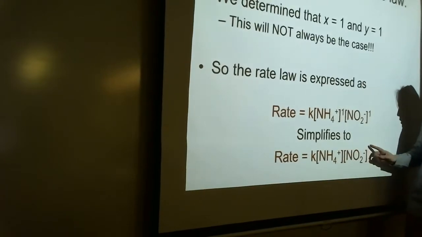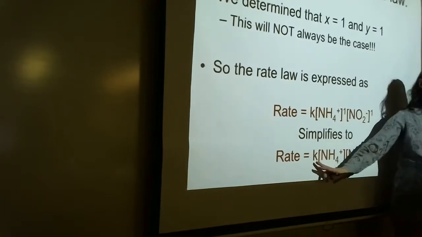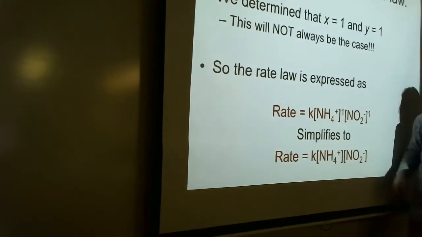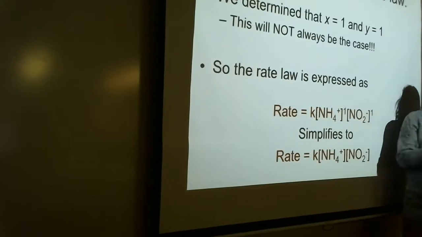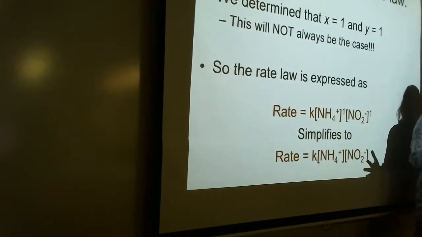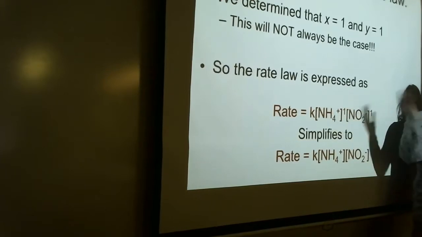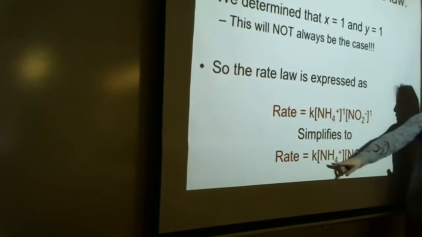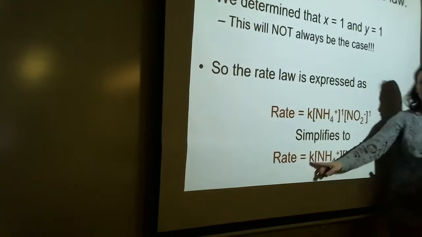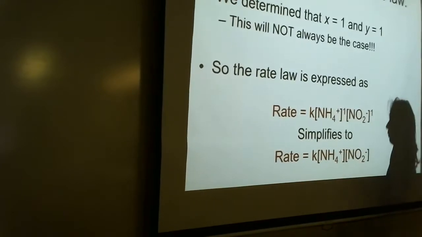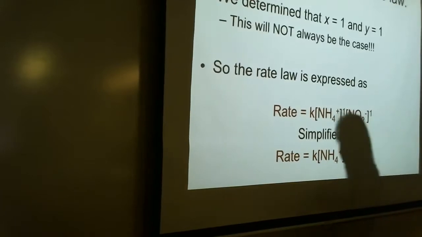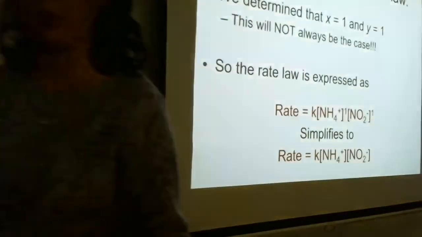If this is a 2 and this is a 2, right? That's going to give K different units than if this is a 1 and this is a 1, or this is a 1 and this is a 2, right? K's units are not always going to be the same, right? Moles per liter is always going to be moles per liter, right? Molarity is always going to be molarity. But the units of K directly come from the exponents here. So let's just take a second and go through where these units are going to come from.